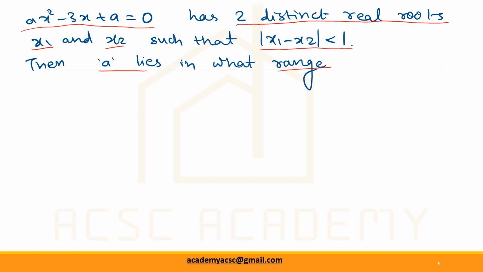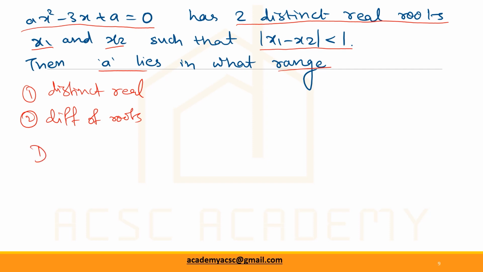So here we are having 2 different conditions. First one is that the roots are distinct real, and second condition is about the difference of roots. So using these 2 conditions, we'll try to estimate what is the range of values that a can take. Using the first condition, the determinant for this quadratic has to be greater than 0. The equality will not hold over here because the roots are strictly distinct.